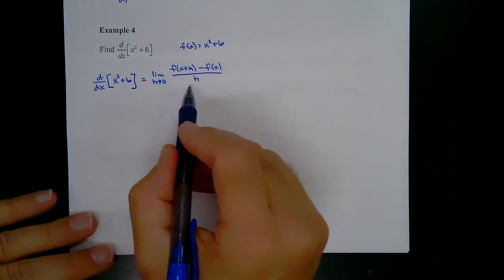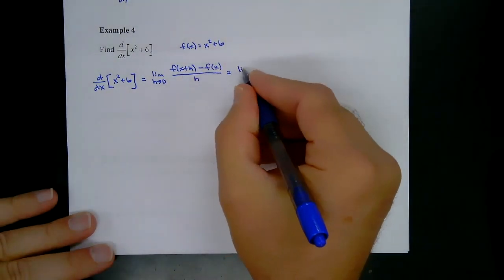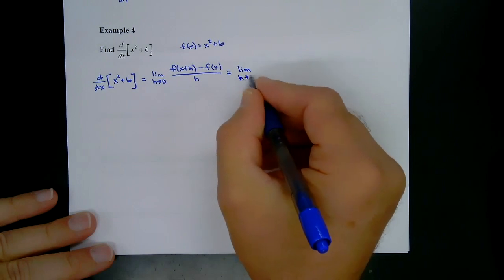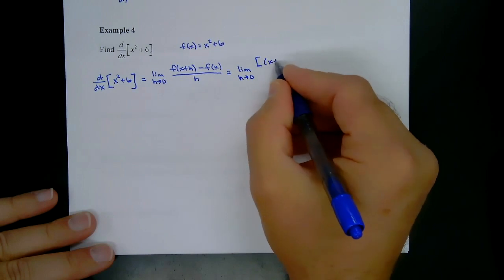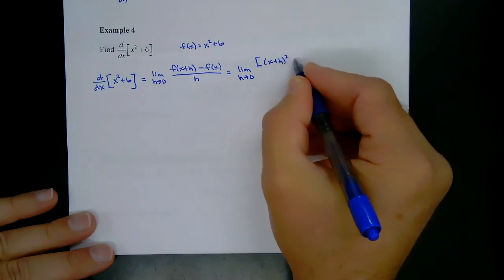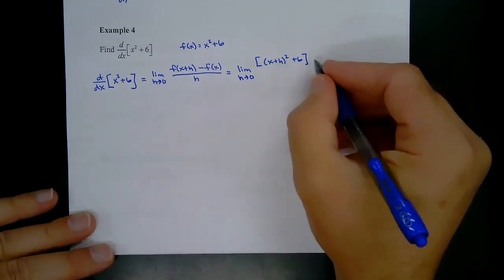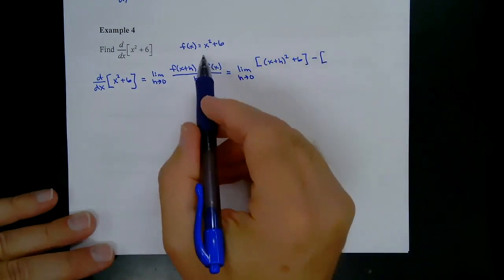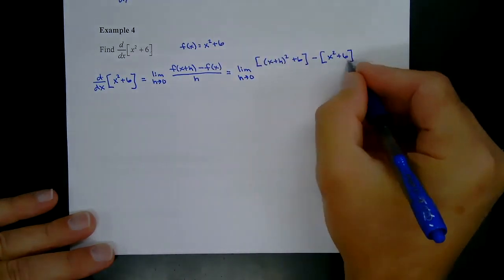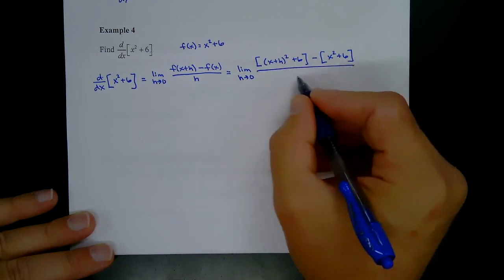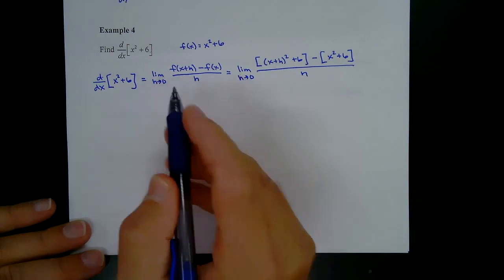All right, so now we're going to plug in this x plus h into our function. So this is equivalent to the limit as h approaches 0 of, and I would use brackets here, x plus h squared plus the 6. That's putting x plus h into our function. And then minus, our function is just x squared plus 6, all over h. Remember, you have to keep writing the limit here.